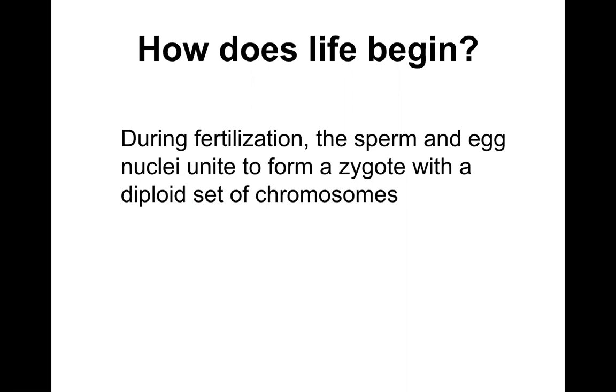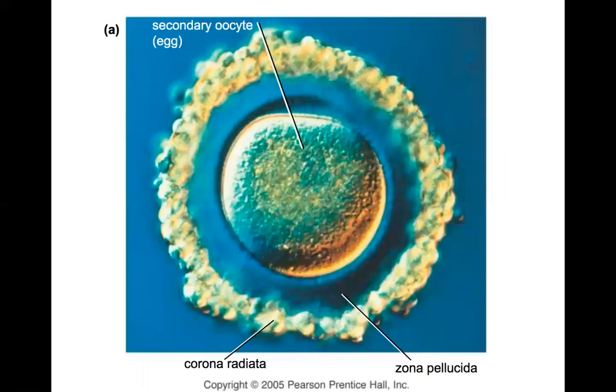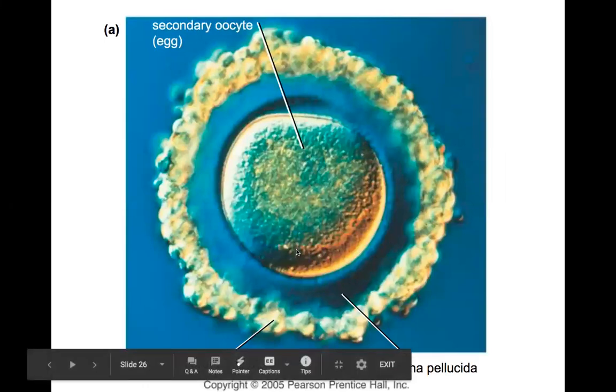One of the first things that has to happen before any organism or new cells can be formed is you need to get the genetic material from the sperm and the egg to unite and come together, forming a diploid set of chromosomes. Here is a photograph of what a mature ovum actually looks like. You can see that there are two layers that surround the genetic material inside the nucleus of the cell. Here is an area called the zona pellucida, and then there is also the corona radiata.